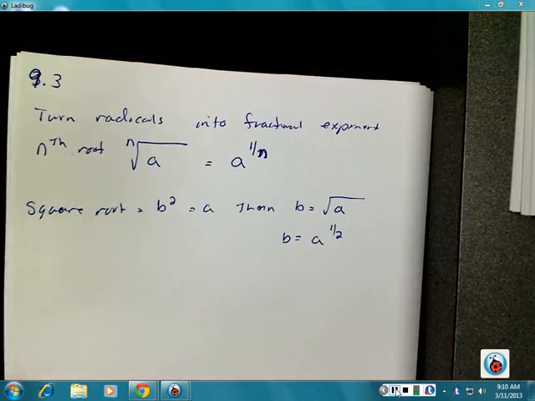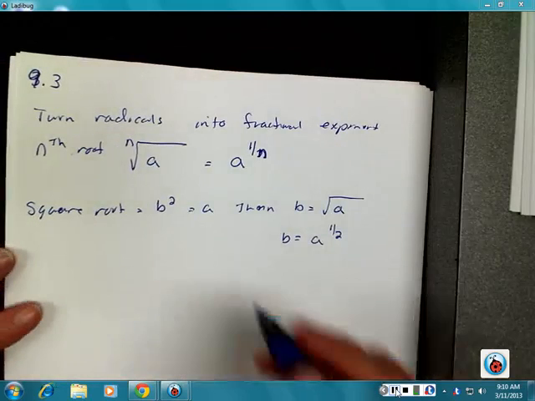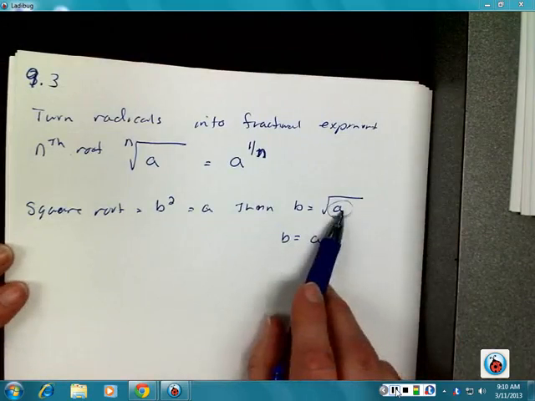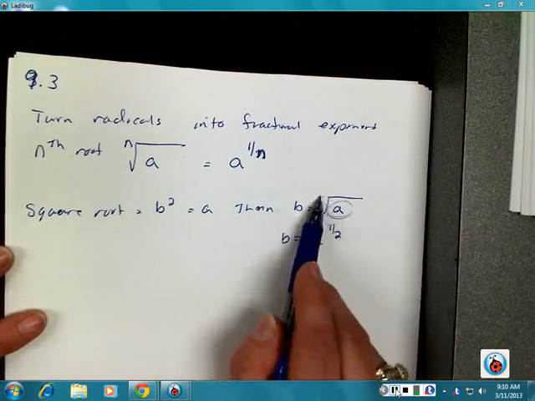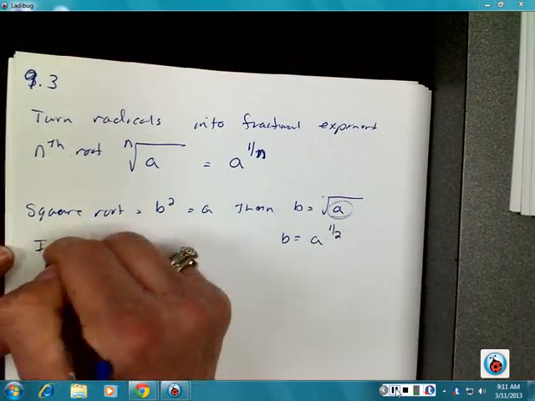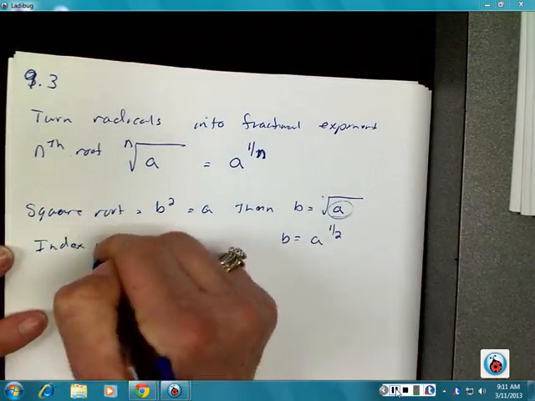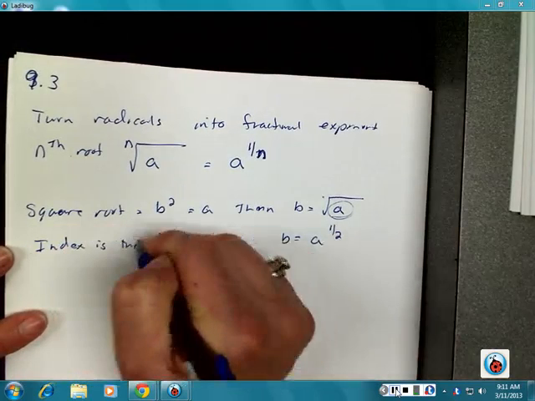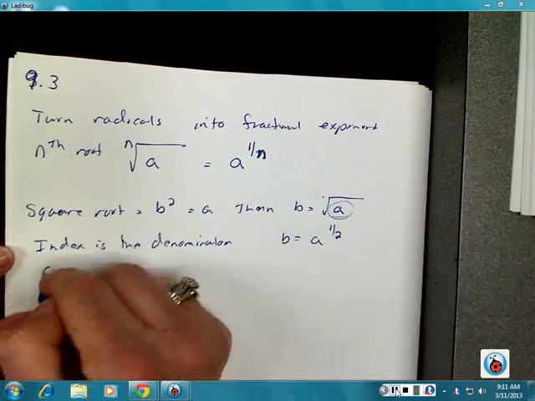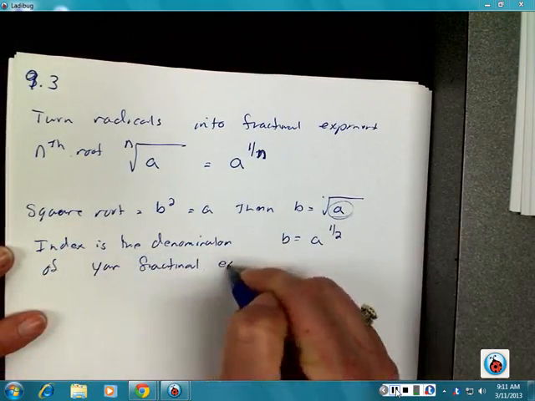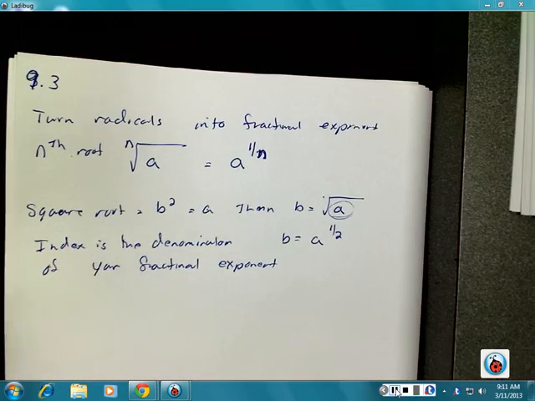But basically what you're doing is taking your radicand, which is underneath your radical sign, taking whatever your index happens to be and putting that as a denominator. So your index is the denominator of your fractional exponent. So we've got that index as our denominator of whatever we have.